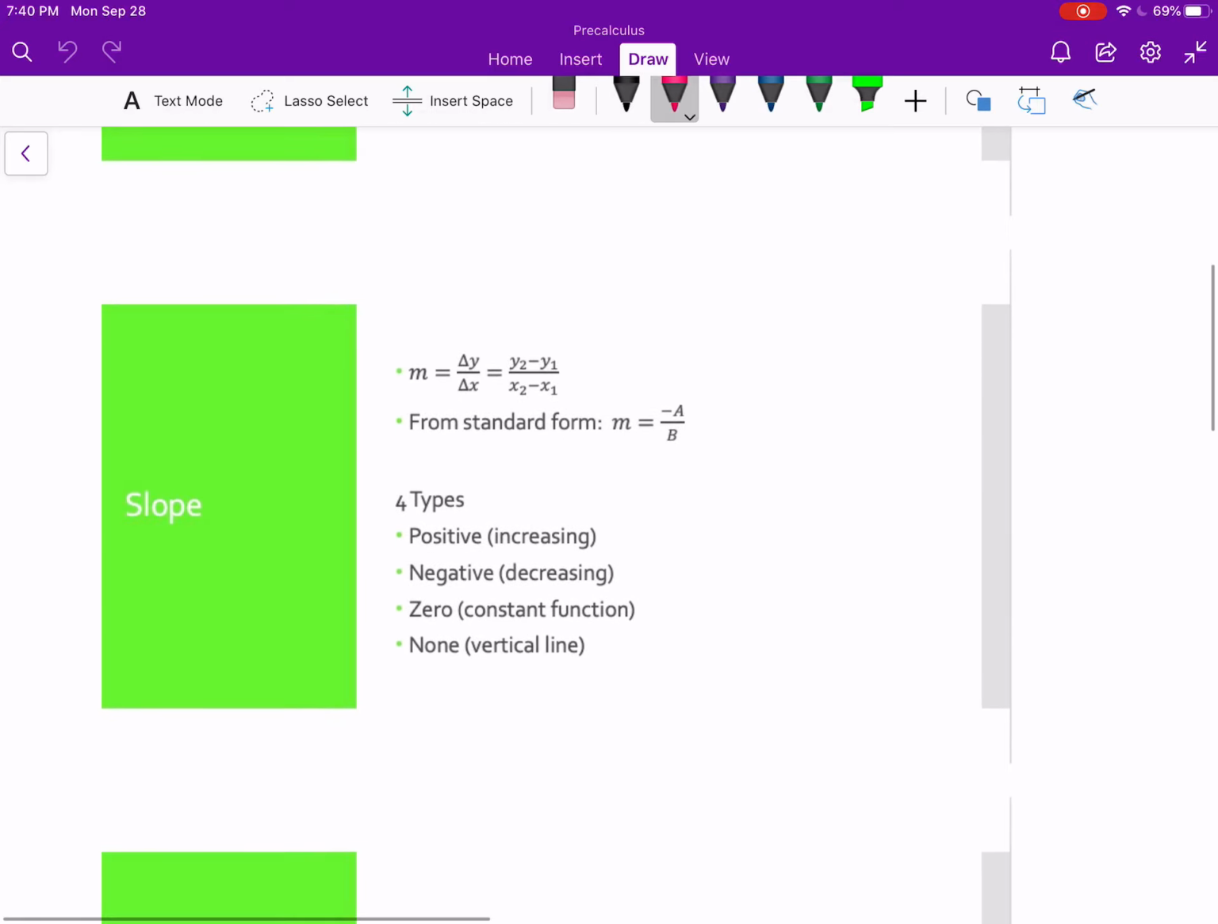So slope, remember, it's the change in y over the change in x, or y2 minus y1 over x2 minus x1. If you're given an equation in standard form, you can find the slope pretty easily by just taking negative a over b.